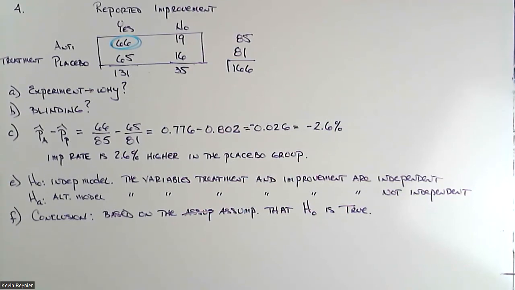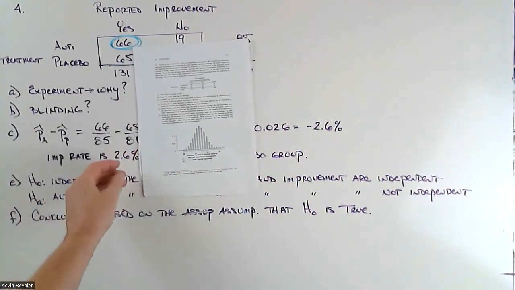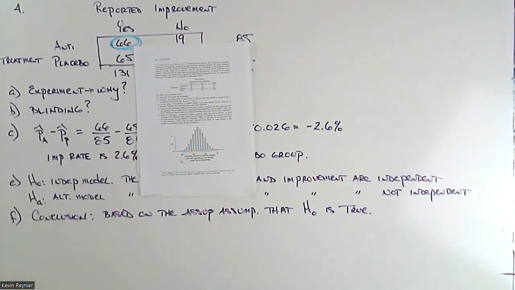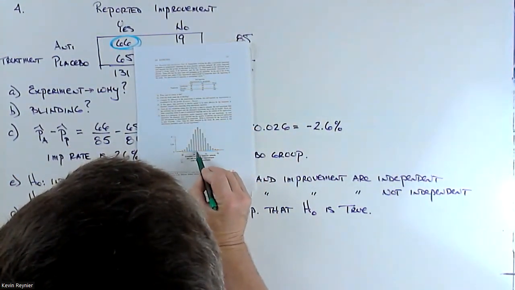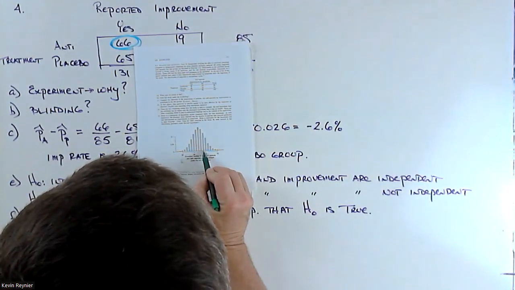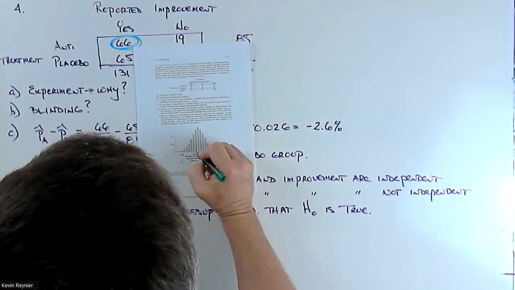Write a conclusion for the hypothesis test in plain language. Hint, does the value observed in the study, 66, seem unusual in this distribution generated under the null hypothesis? Okay, so here's our picture. I know it's small, but this is our picture. This is 65, 66, 67, 68, 69, 70. 66 is right here.